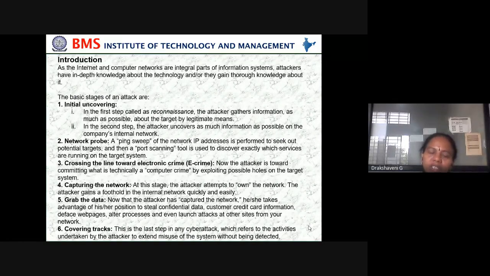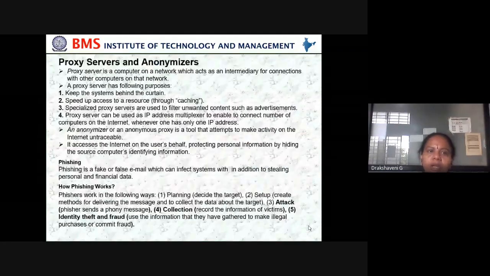That's what we have just checked out: the different stages the attacker will go through. Next one, proxy server and anonymizer.